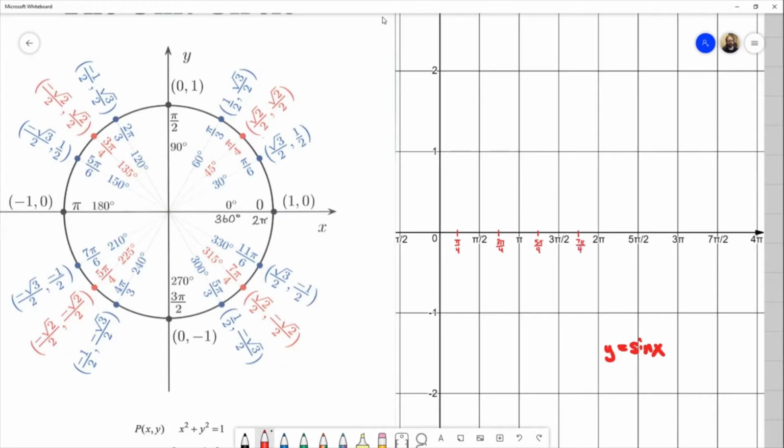And then it also gets cut into thirds. I'm not going to label these because it's going to get a little bit too cluttered. But each pi over 2 interval gets cut into thirds as well, at pi over 6, pi over 3, 2 pi over 3, 5 pi over 6, etc.